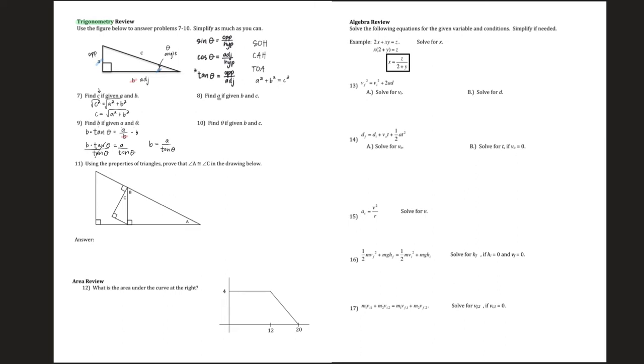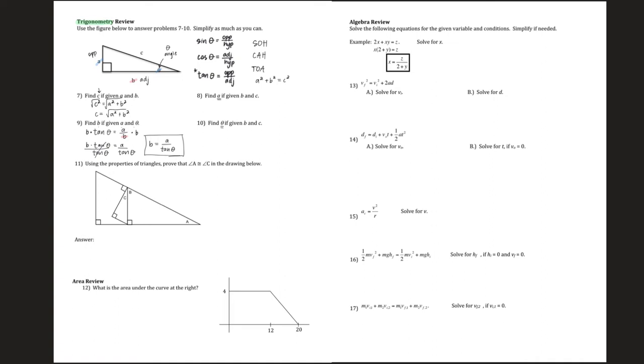In physics, when we write our division signs, we always write them as fractions. Okay, we don't write the division symbol. We never do that. We write them as fractions. In number 10, you're trying to find theta, find the angle, given b and c, so you've got to think about which trig function that is. Is that sine, cosine, or tangent? And then do a little bit of extra stuff.